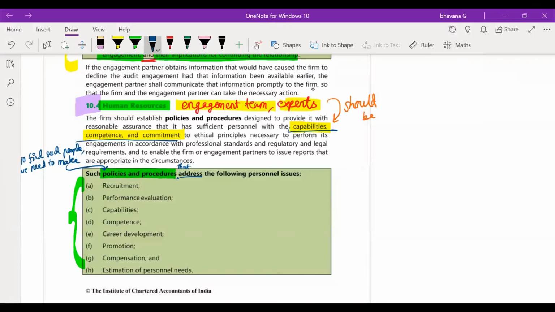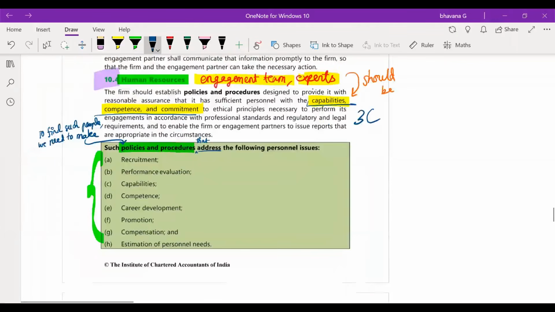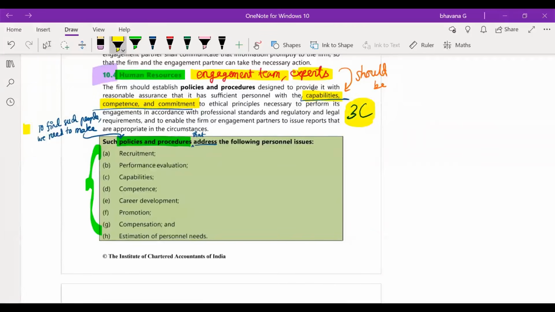The engagement team, the engagement leader, the experts, all of them who are involved in doing the audit should be triple C: capable, competent and committed. Commitment. Okay, so all these three things they should have. If you want to find people with these three Cs, to find such people, we need to make policies and procedures.